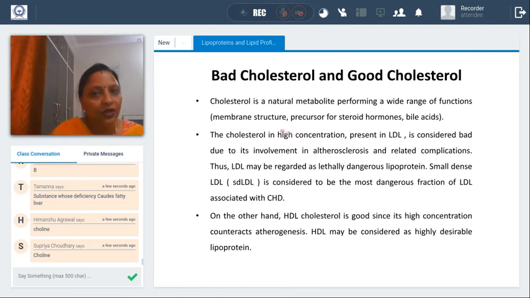So, what is bad cholesterol? Please write in the box. Cholesterol which is present in LDL is called bad cholesterol, and which is present in or associated with HDL is called good cholesterol.